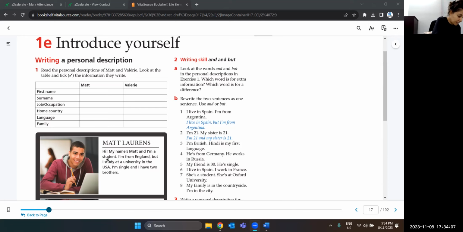His home country is England. The language that he speaks is English. And his family, he is single. We could say 2 brothers. So that's some information that we know about Matt. And this is what he writes.